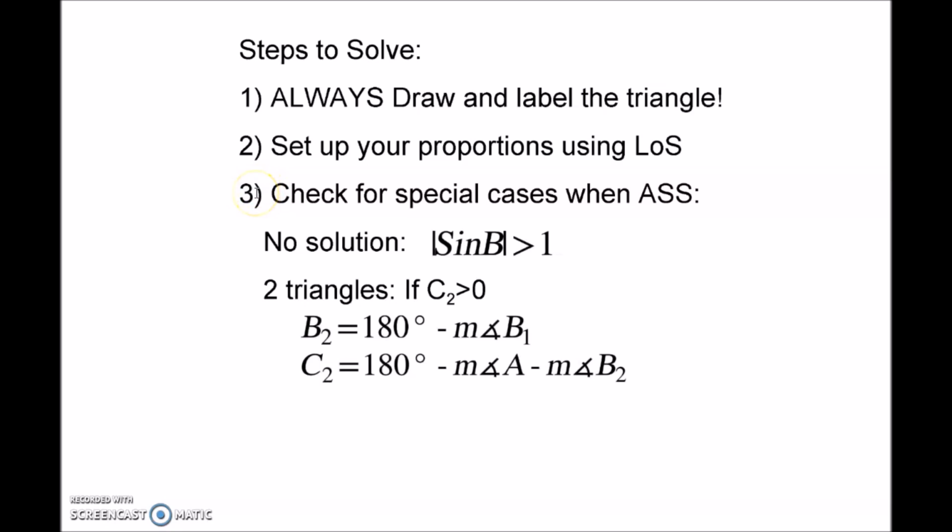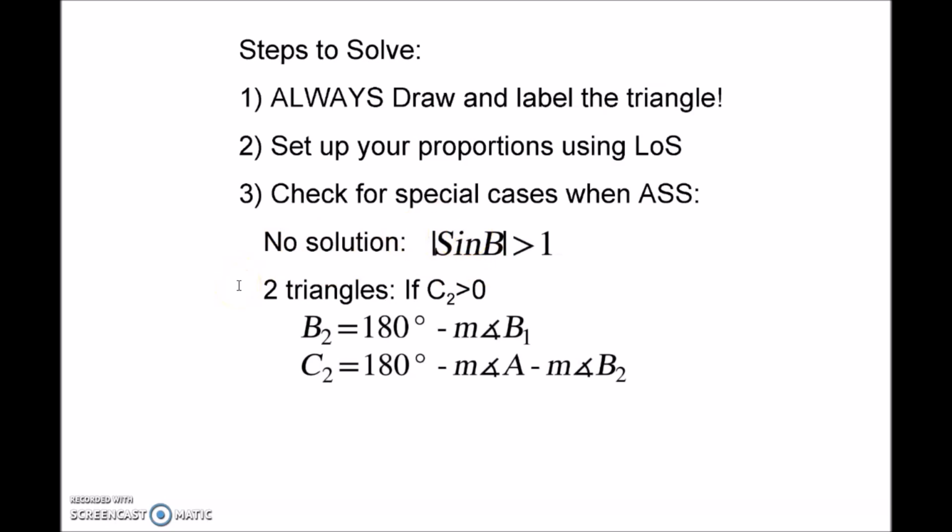If you have angles side side, you could get a situation where you get no solution when you get the absolute value of sine of B, so sine of B is greater than 1, or it can be -2, so less than -1. That would tell you that there's no possible triangle that exists.